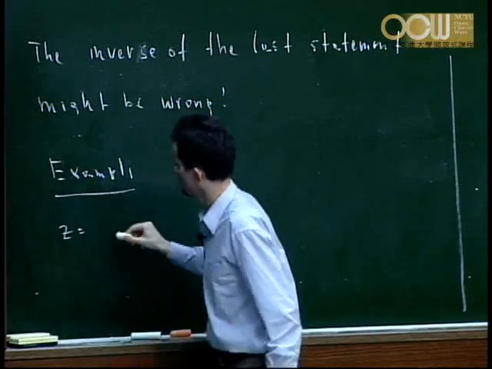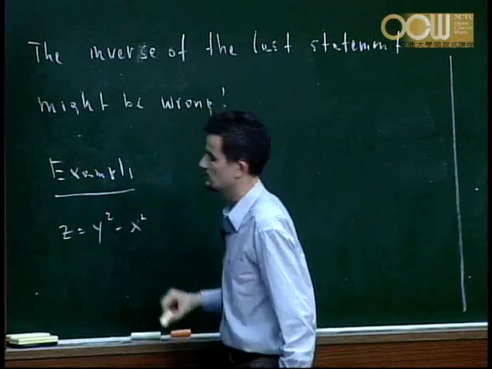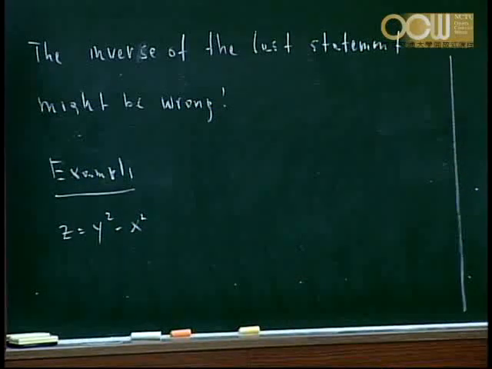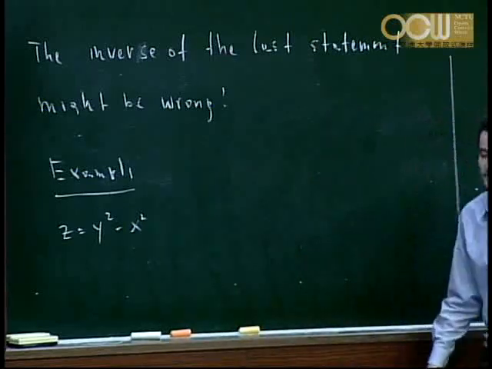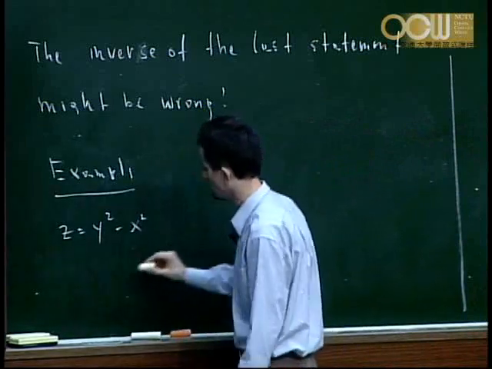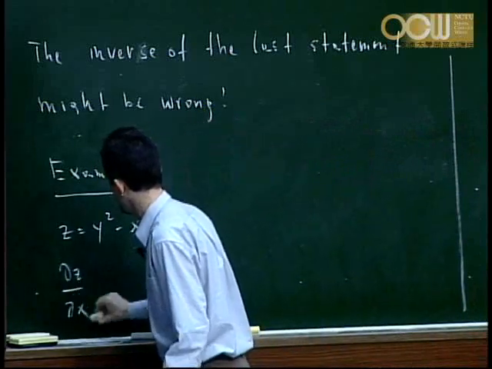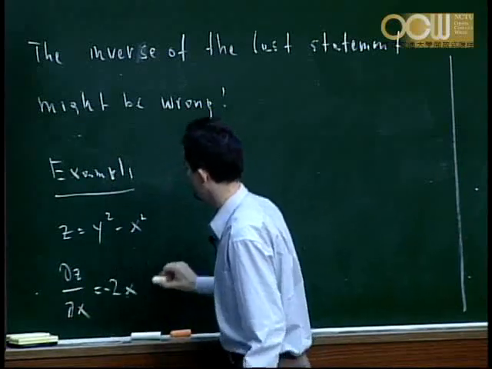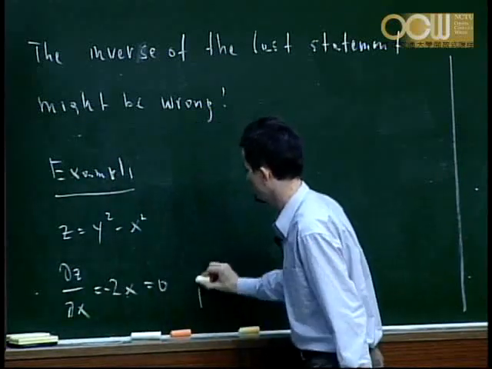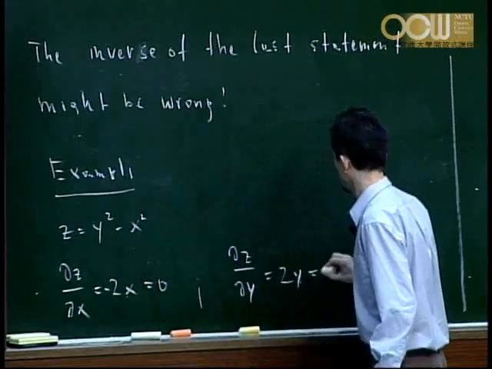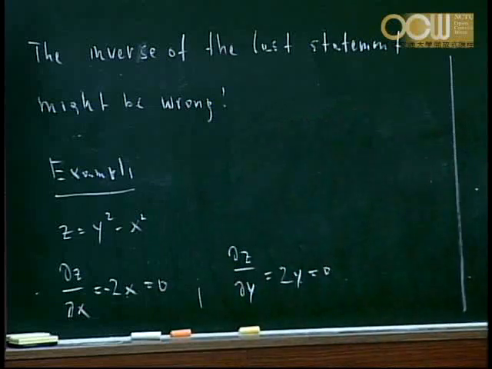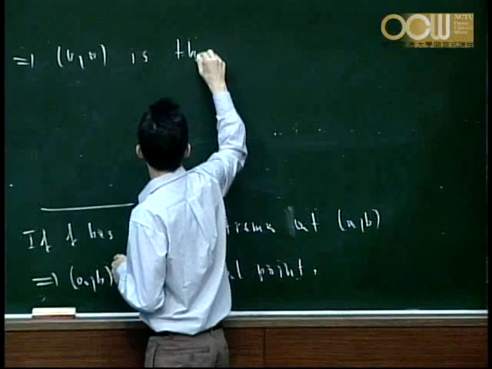z is equal to y squared minus x squared. Because you see that, okay, so where are the critical points? If you look at the partial derivative of z with respect to x, it's minus 2x, you equate it to 0. And you look at the partial derivative of z with respect to y, it's 2y, and you equate it to 0. You see there is only one critical point, (0, 0). (0, 0) is the only critical point.